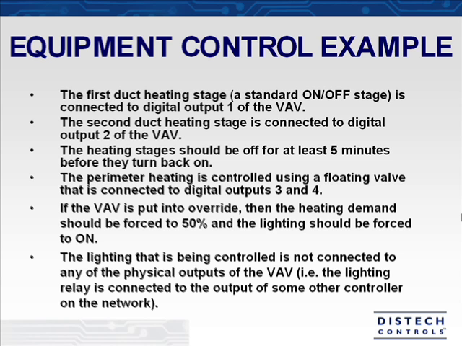If the VAV is put into override, then the heating demand should be forced to 50% and the lighting should be forced to on. The lighting that is being controlled is not connected to any of the physical outputs of the VAV. The lighting relay is actually connected to the output of some other controller on the network, but it is being controlled by this VAV.